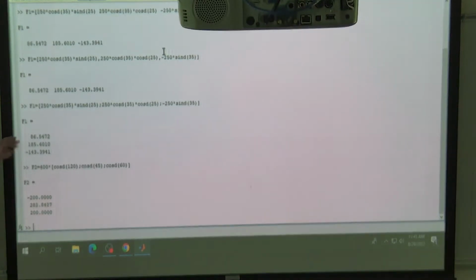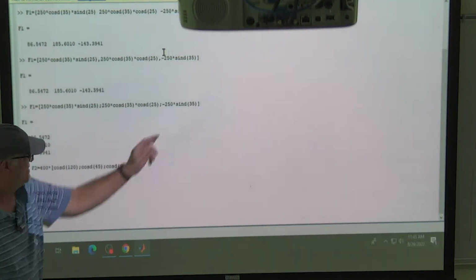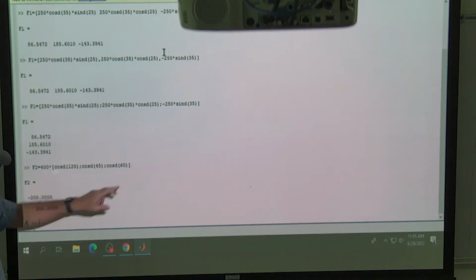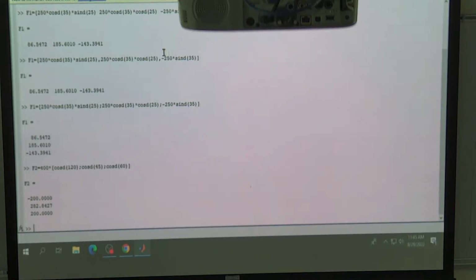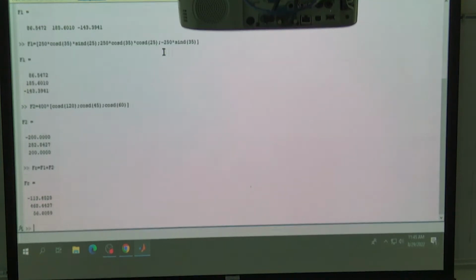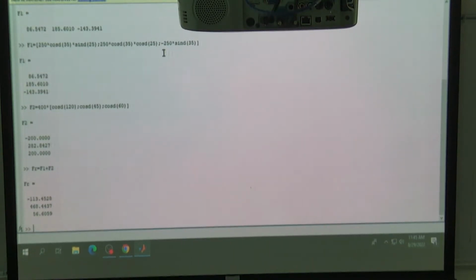So I've listed my F1 vector. I've listed my F2. So I've got two vectors. You can add them together, that's easy. So let's just add them together. So F resultant is F1 plus F2. Now, you may say, oh gosh, I knew that was going to be. Now let's do something weird.